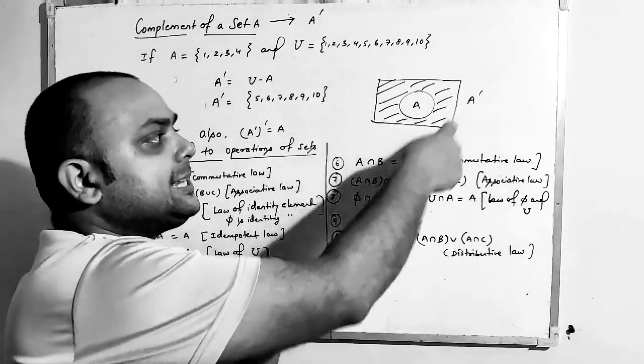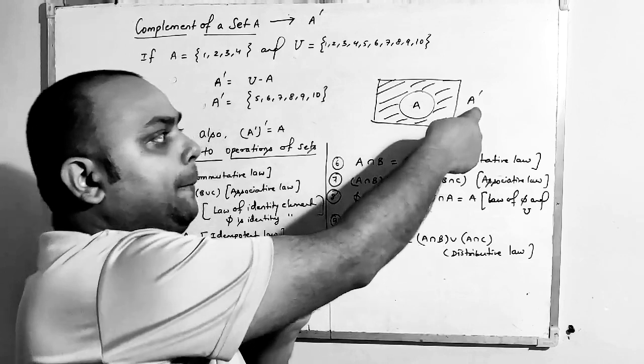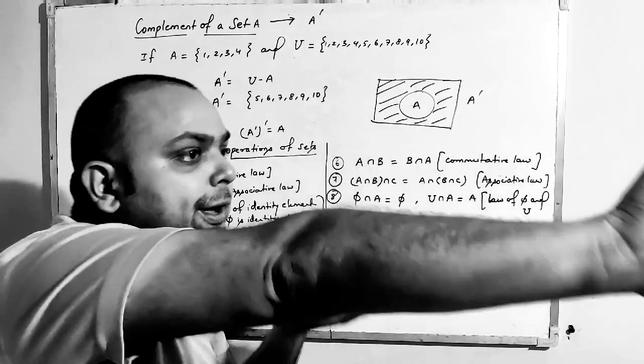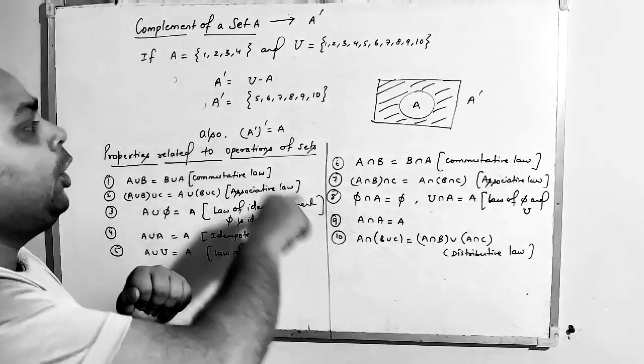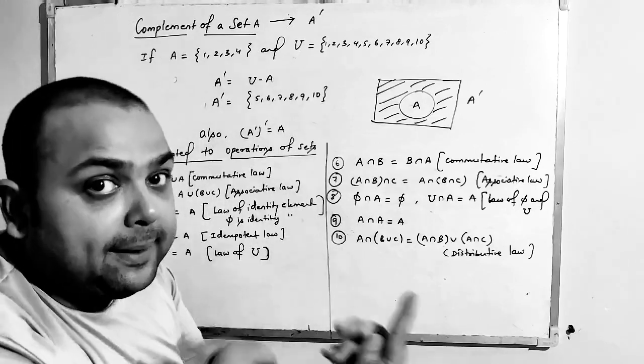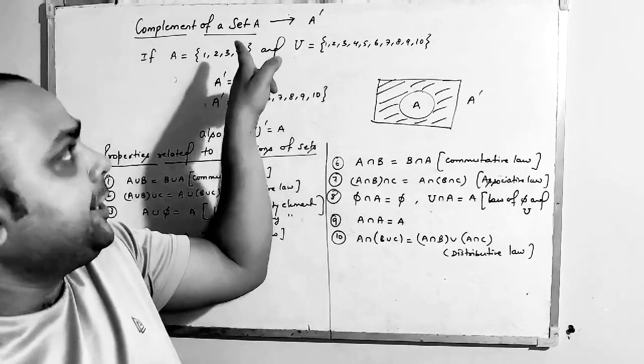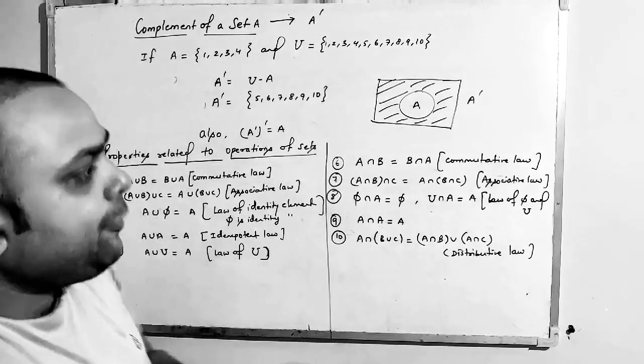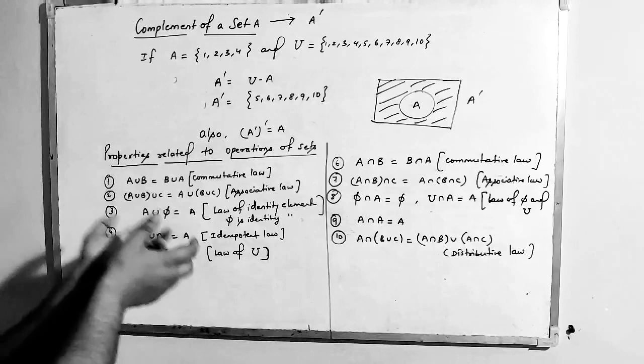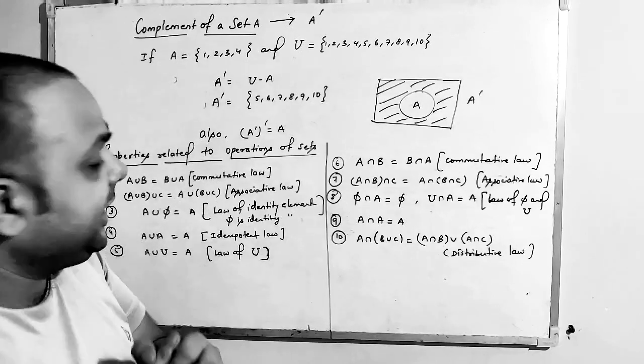We have a universal set in which we have a set A. Complement represents just removing that particular set. Now the complement of the complement gives us the same set back. This is the property related to complement of a set. Now we have some properties related to union and intersection. Please see this very carefully.